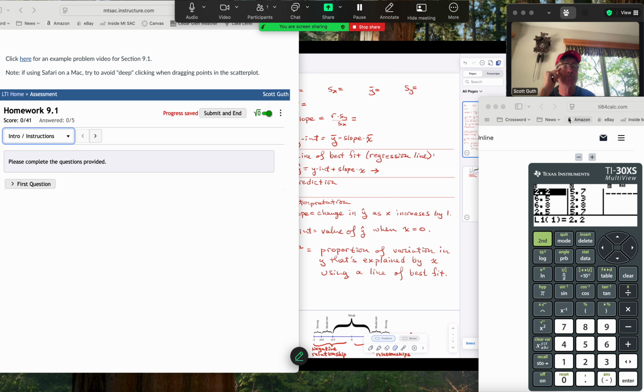Y hat equals 7.3 minus 0.591 times x. You can say times with an asterisk, or you can just say an x down. It kind of gets it if you don't put the times in. So we're good to go there.